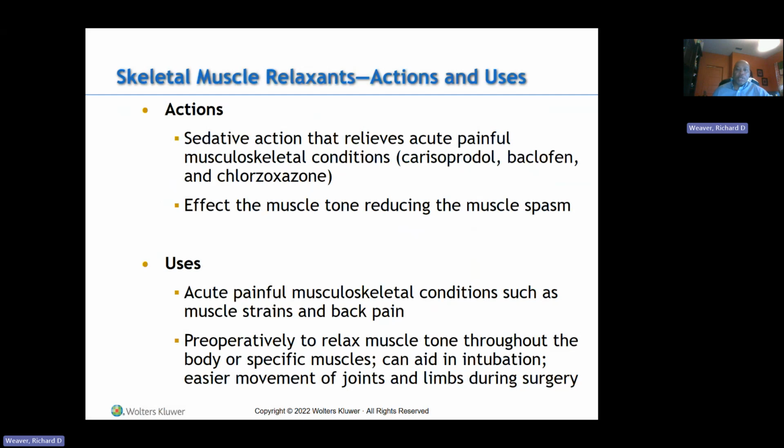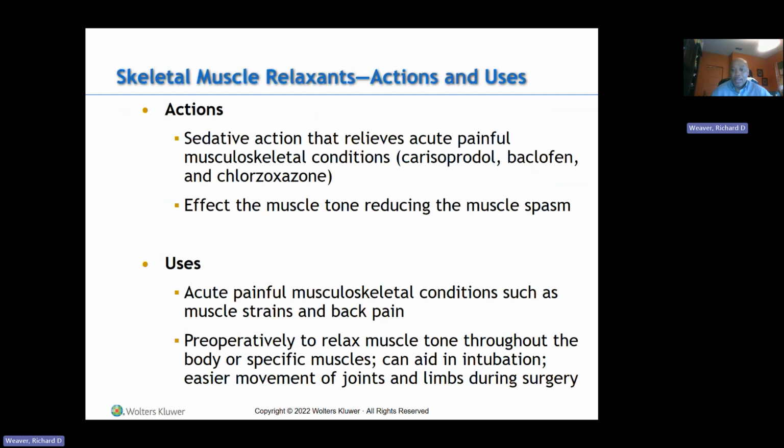One of the drugs in particular is cyclobenzaprine, or you guys probably know it as Flexeril. It does appear to have an effect on muscle tone, and thereby reducing muscle spasms. That's probably the only one that I know of.